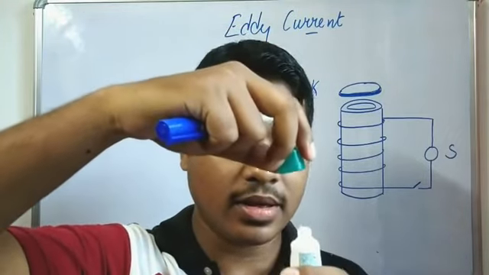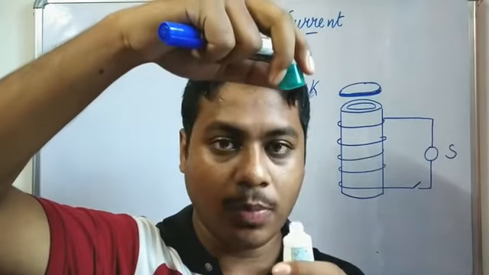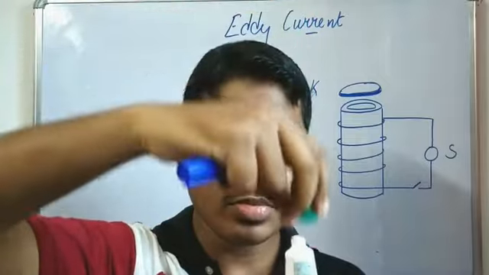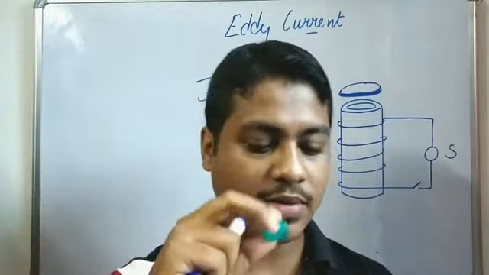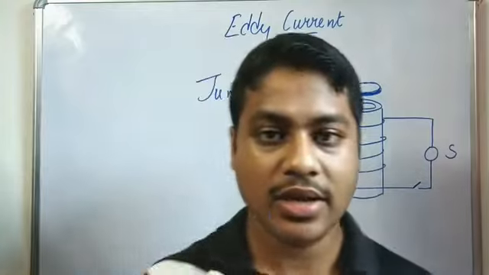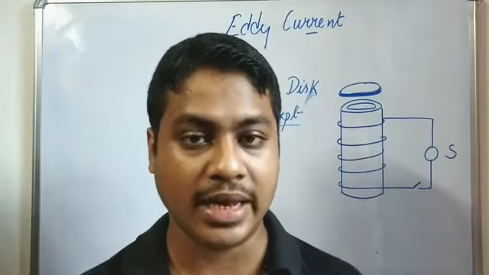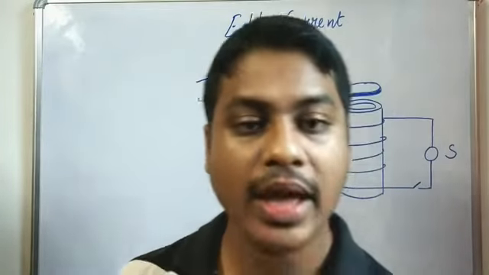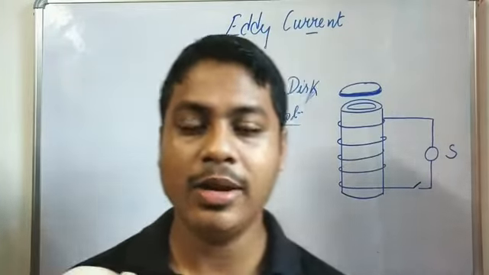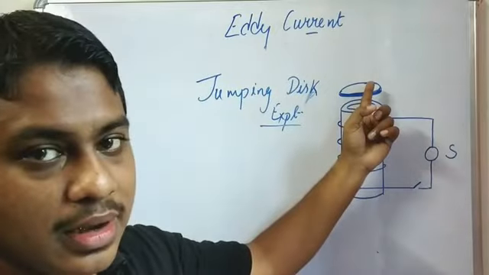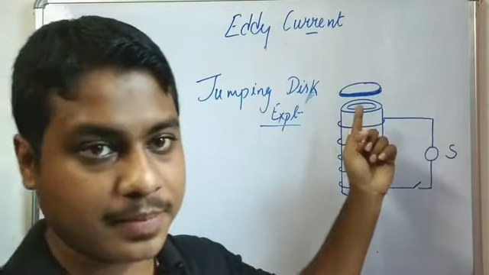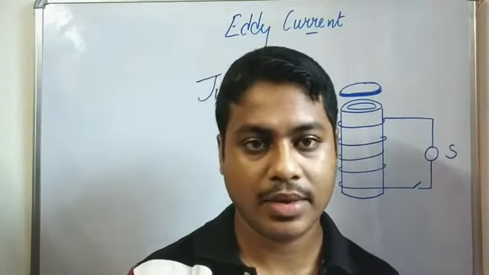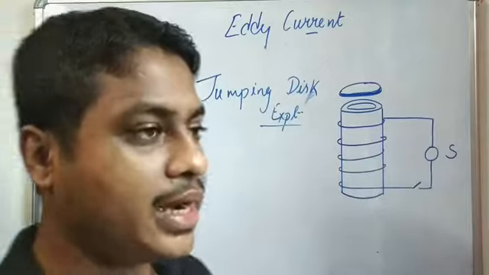So that means if you move away the north pole, then it again becomes south pole, so it will be moving in this way. This lid that was present above this tin can will be jumping on the tin. Therefore this is called the jumping disc experiment, and the current that will be produced on this lid part will be a circulating current. So this is called an eddy current. Clear? So this is related to the eddy current.